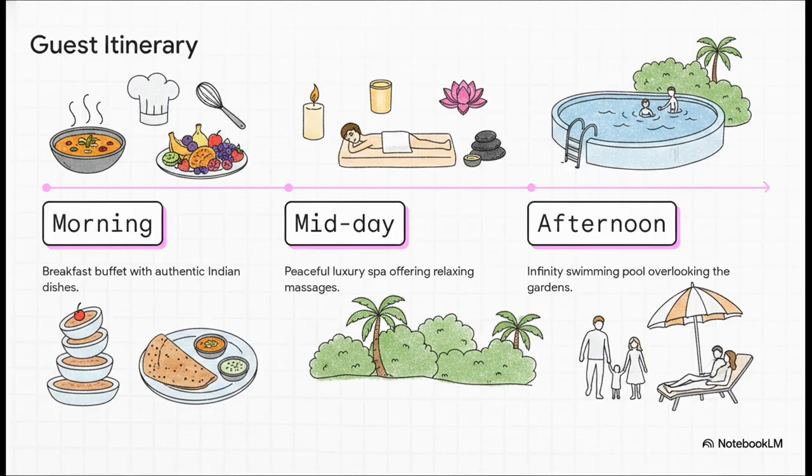The morning starts off with a world-class breakfast buffet. We're talking international cuisine, fresh fruits, desserts, and authentic Indian dishes, all prepared by master chefs at live cooking stations. Then, midday transitions into a peaceful luxury spa. And by the afternoon, the scene drifts outdoors to an infinity swimming pool overlooking those beautiful gardens we saw earlier, where families are relaxing, kids are safely enjoying the water, and couples are just taking in the peaceful surroundings.